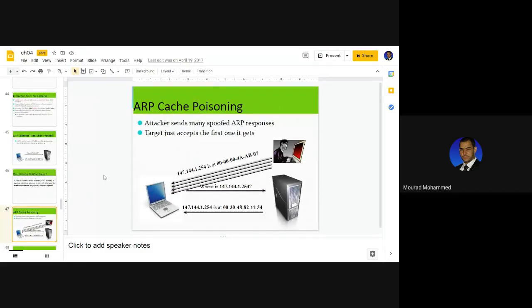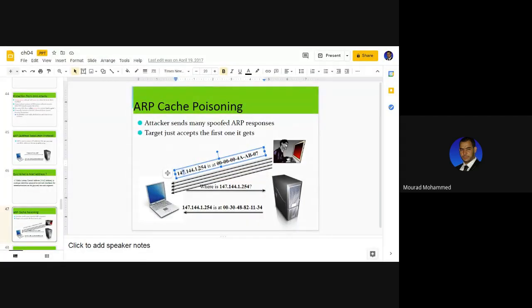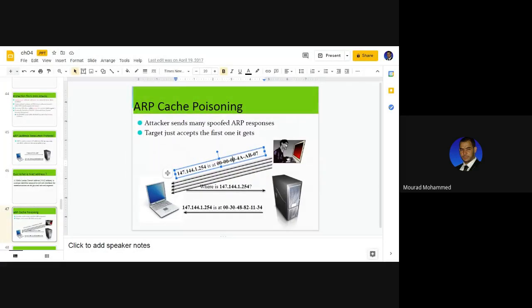The ARP caching, let's continue from where we stopped last class. ARP cache poisoning. We do not have ARP poisoning, we have ARP cache poisoning. It is a scenario concerning the role of the ARP protocol, which is to match the IP address and the MAC address. There has to be a match between the IP address and the MAC address.